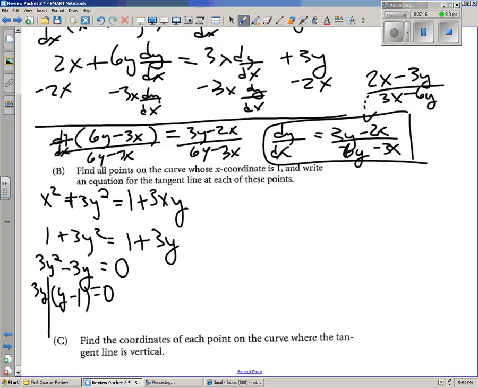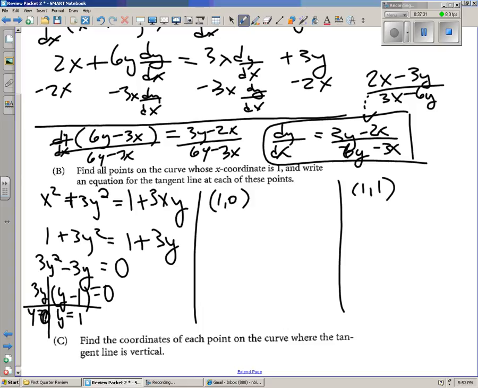So there's two y values here. Be careful. y equals 0. A lot of kids forget that y value. And y equals 1. So now we have all the points of the curve whose x-coordinate is 1. We have the point 1, 0, and we have the point 1, 1. So now we have to figure out the tangent line equations, which is pretty easy. y minus y1, which is 0. So actually we can just write y equals the slope times x minus 1.